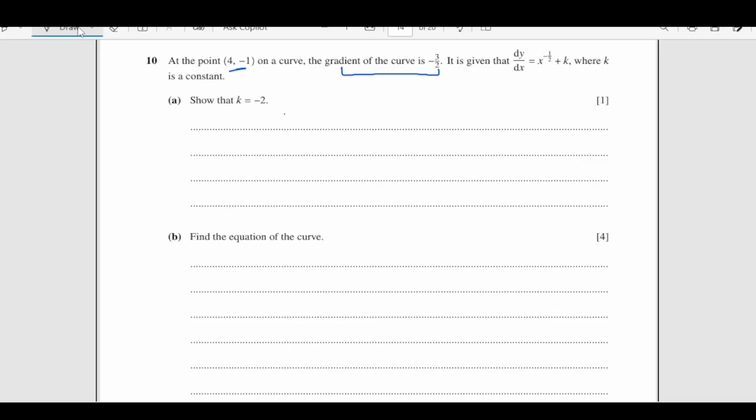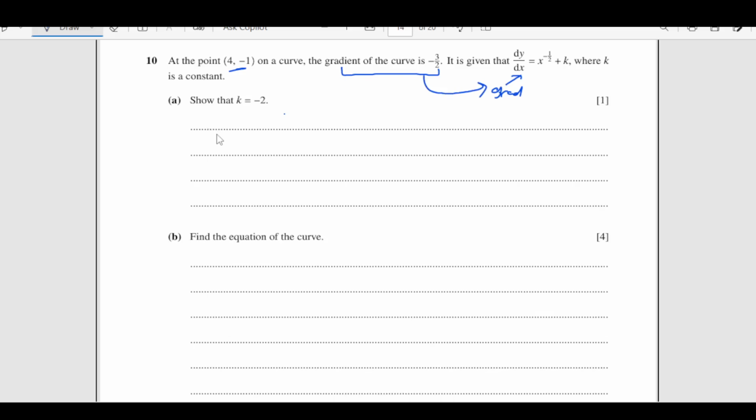Question number 10. At the point (4, -1) on the curve, the gradient of the curve is this, and given that this is dy over dx, which is the gradient, where k is a constant, show that k is negative 2. So, this is the gradient. That means dy/dx is equal to 3/2. So, this is the value of the gradient.